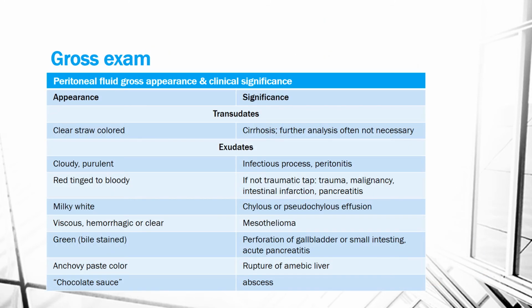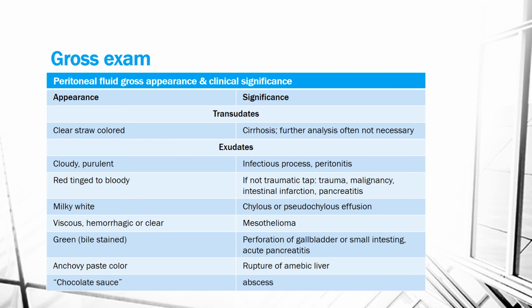The gross exam for a peritoneal fluid is similar to the gross exam for any other serous fluid. You're looking at a clear, straw-colored fluid, and if it's a transudate, it's going to stay clear and straw-colored. Okay, it's not going to change. Most common cause for a transudate of peritoneal fluid is cirrhosis, so liver issues. Okay. Exudates, however, they're not uncommon.